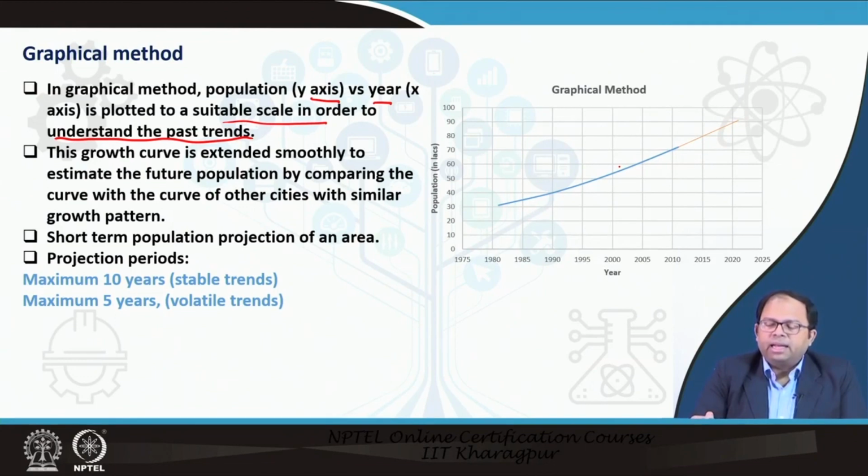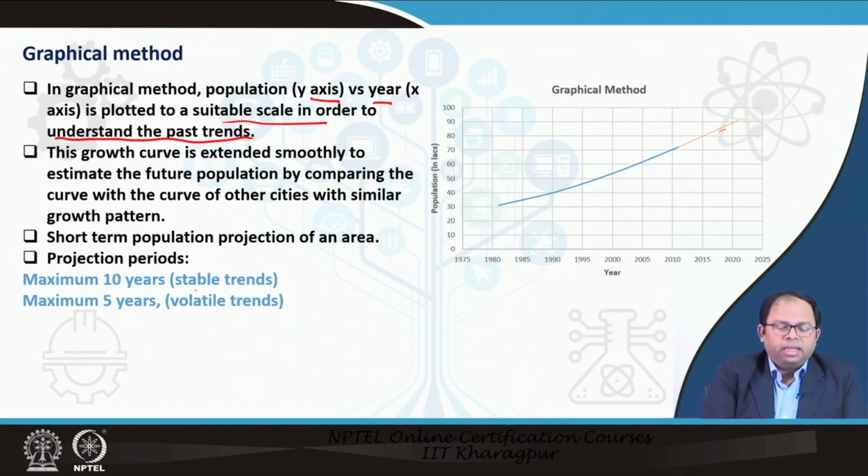That means we can understand how cities with this kind of curve have grown over time, and we can adopt the kind of curve those cities have taken and extend this curve. Usually this could be done for short term population projection and not for very long term projection, because without any particular methodology we can end up with a lot of assumptions on the part of the person who is doing the extension, and then this could be done for projection periods of a maximum of 10 years.